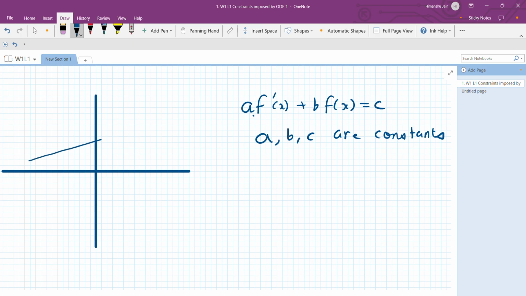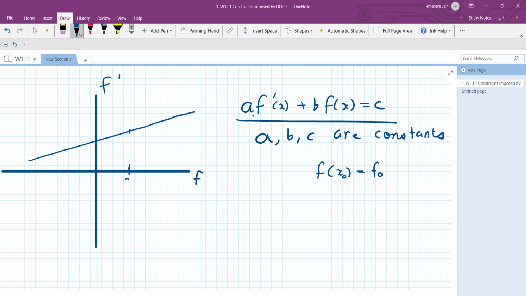So this is basically a line in the f and f dash plane, because in general f can take any value, and f dash can take any value, but by this relation f and f dash have to take values such that they stay on this line. Suppose now we are also given the information f(x naught) is equal to f naught. So we can see that at x naught, this is the value f naught.